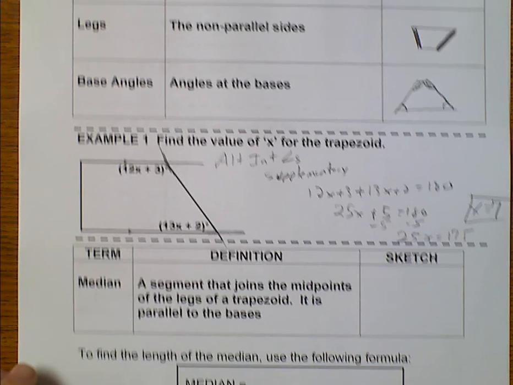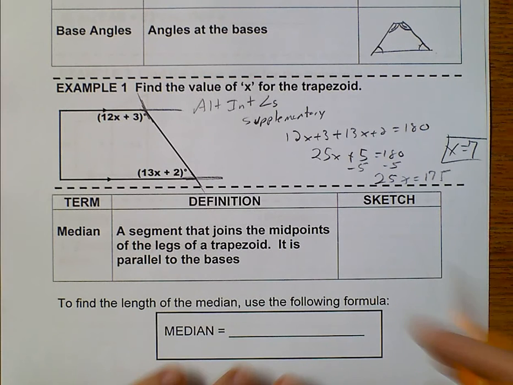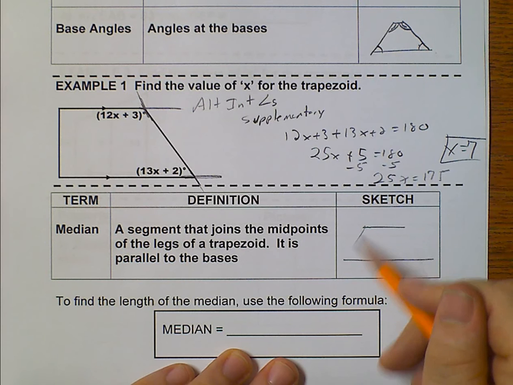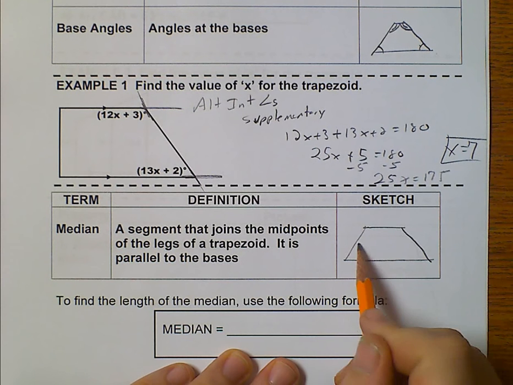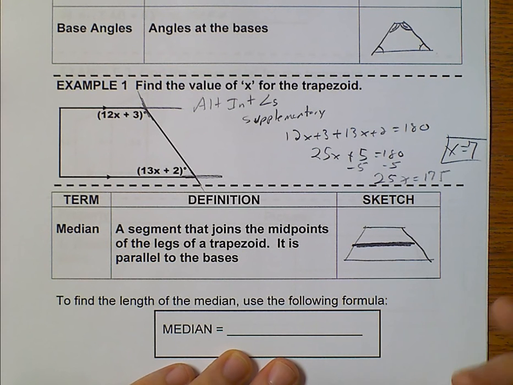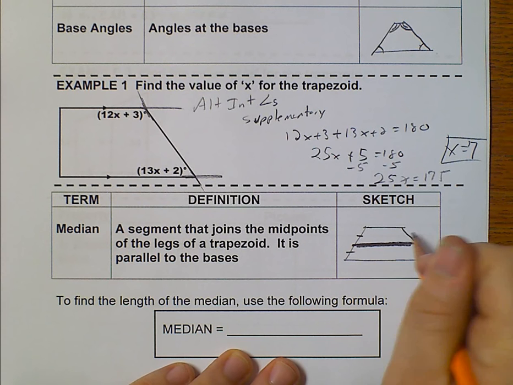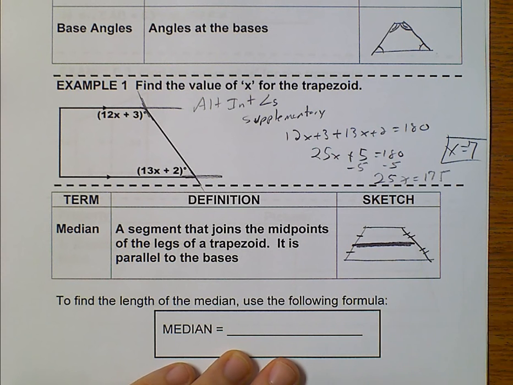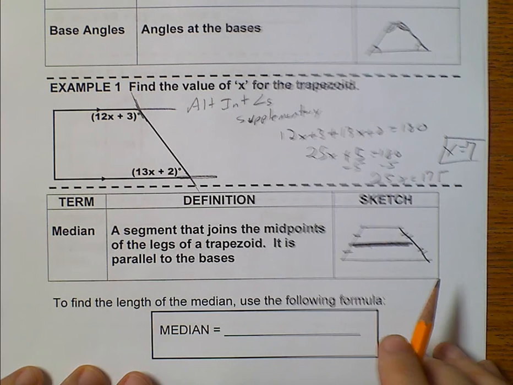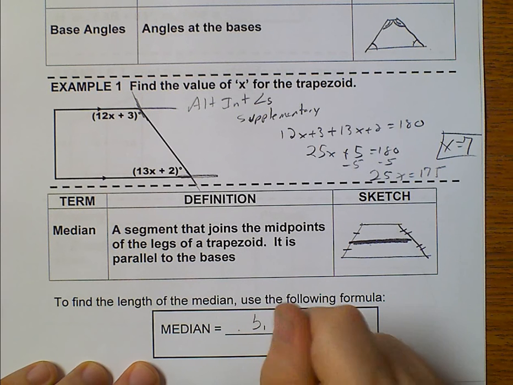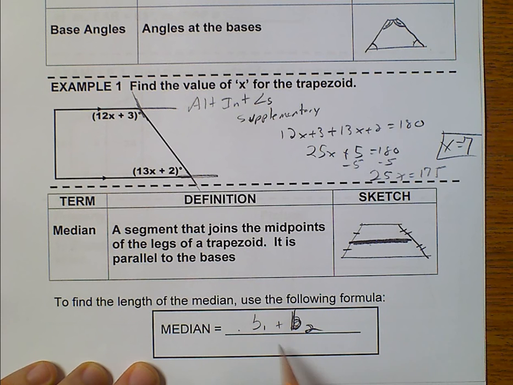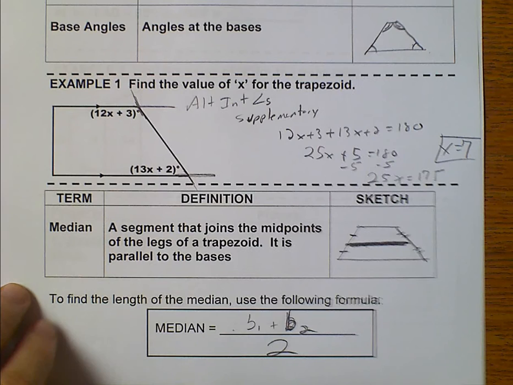Now I have another vocabulary term, and that is the median. So if I have a trapezoid, my median is the line that cuts the legs in half. So that means that those two legs have been cut in half. Those are the midpoints. This is my median. If I want to find the length of my median, I simply add my two bases and then divide by 2. Let's put that into practice.